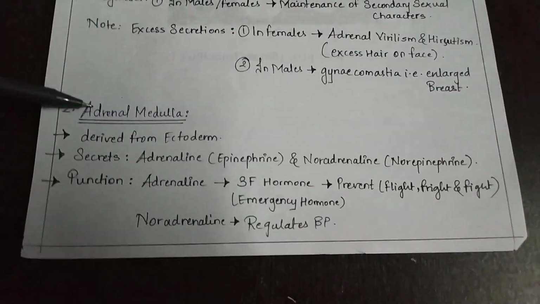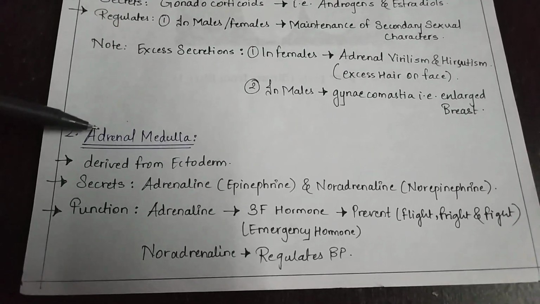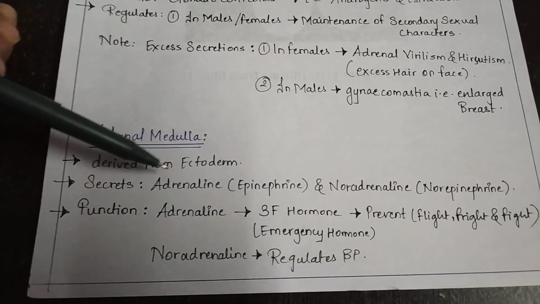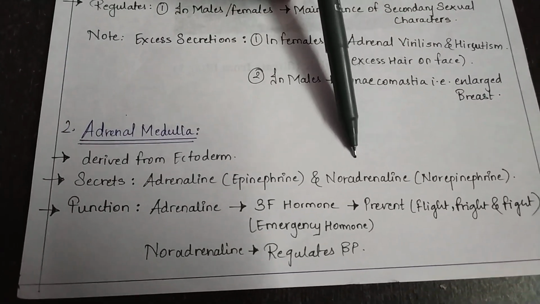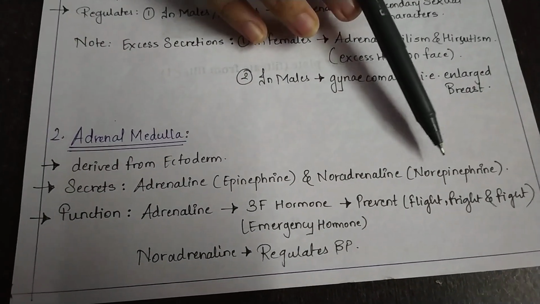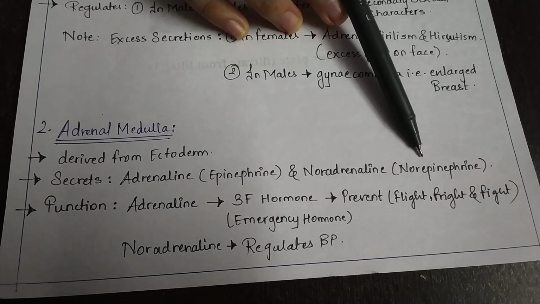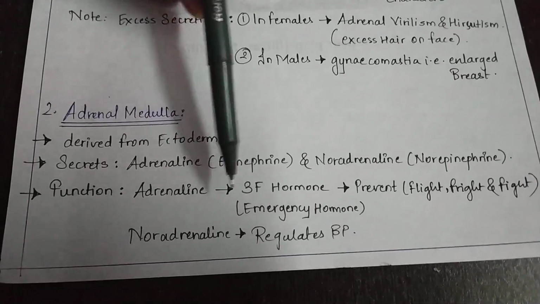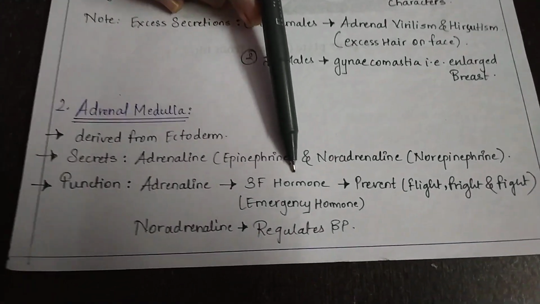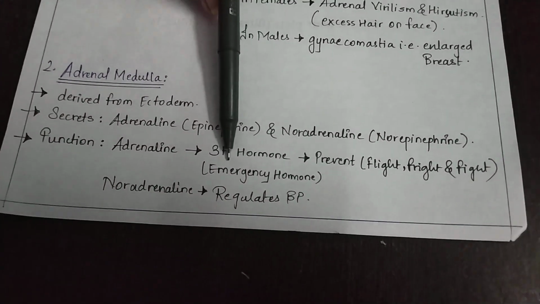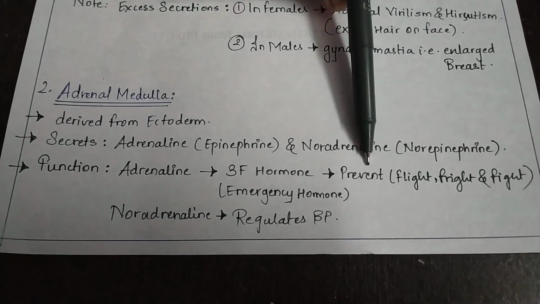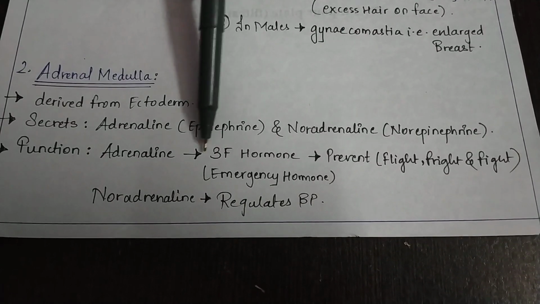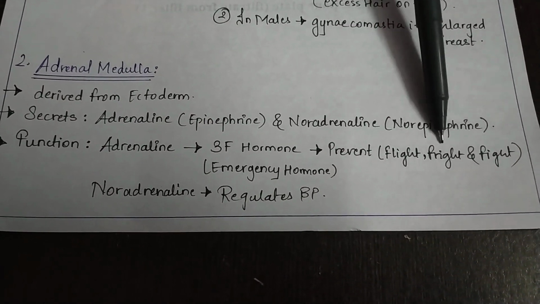Next is adrenal medulla. Now this adrenal medulla is again derived from your ectoderm. It secretes adrenaline and noradrenaline, also known as epinephrine and norepinephrine. You must be very much aware about these hormones. If you see, adrenaline is known as the 3F hormone. What does it mean? Basically it is an emergency hormone. It is secreted in the conditions known as flight, fright and fight. So this 3F stands for flight, fright and fight.